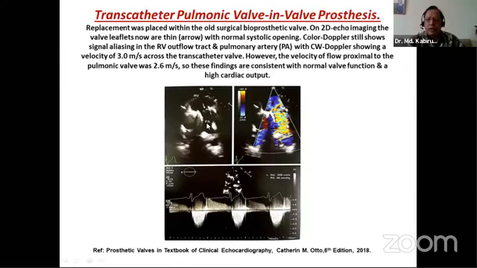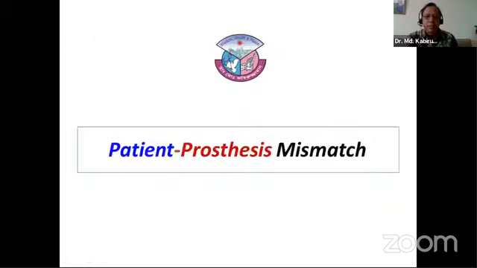So there are many technologies to insert inside the human body to prolong life. Actually, all prosthetic valves can prolong life, but cannot achieve the normal life expectancy. But that is also good. So I will say a few words regarding patient prosthesis mismatch. Actually, this is some surgeon's issue.